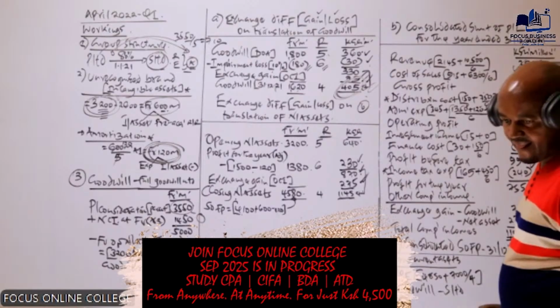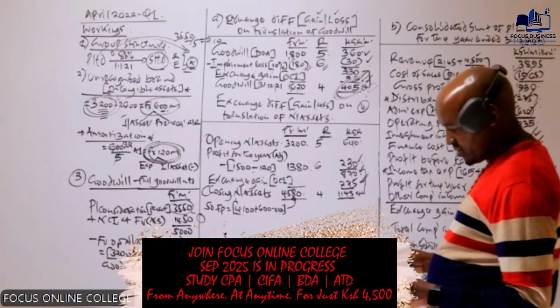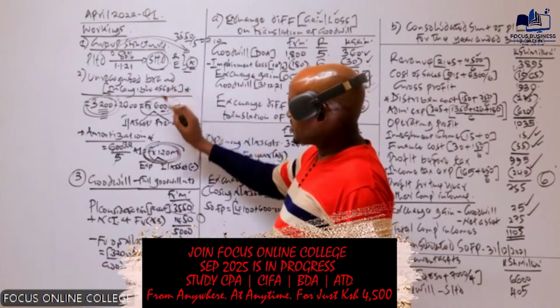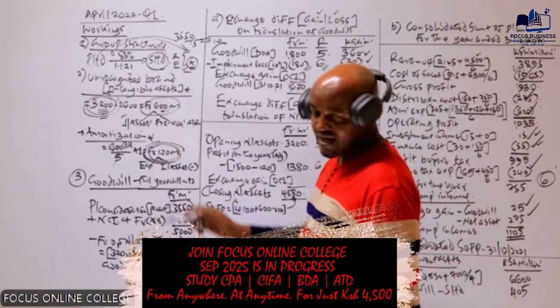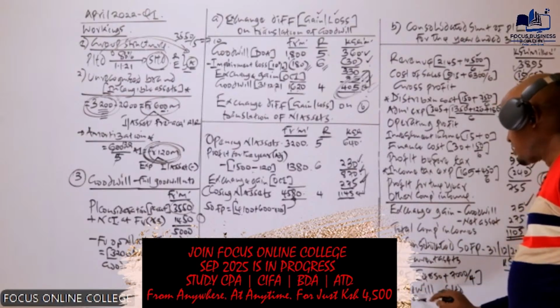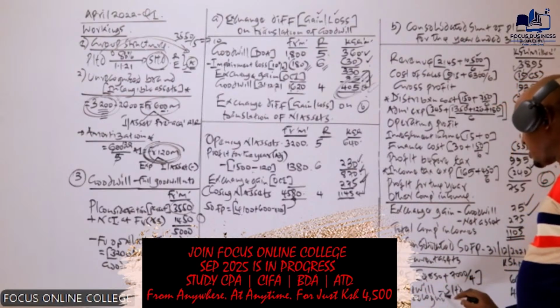The other item which you must also remember to include here, because we don't have any other non-current asset, remember the subsidiary revalued this brand. We can just include it here as unrecognized brand.